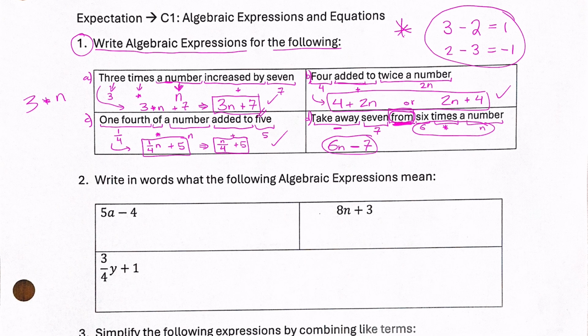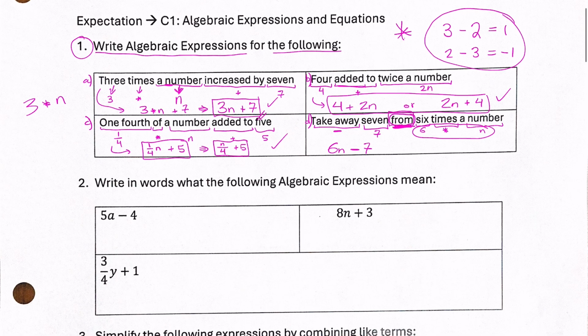Even though take away 7 comes first in the sentence, when we're writing it in math, we're actually taking it away from 6n. The analogy is if I had 2 pencils in my hand, 1, 2, and if I take away 1 pencil from my group, then it's 2 minus 1, even though I said to take away 1 first. So that's the analogy there, and that is the answer. Okay, that's the end of question 1.